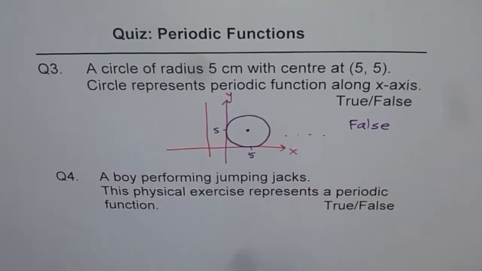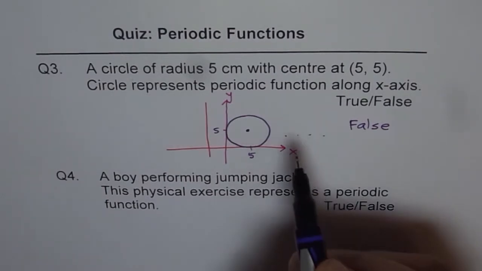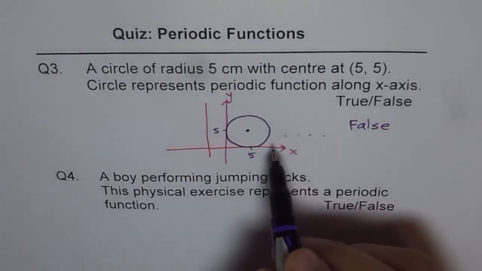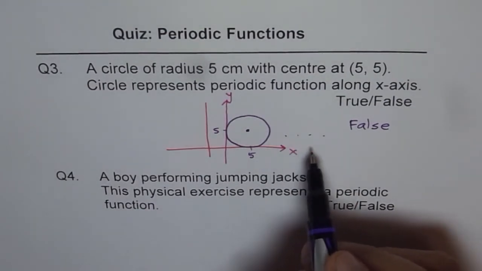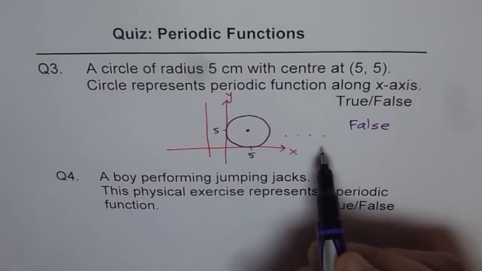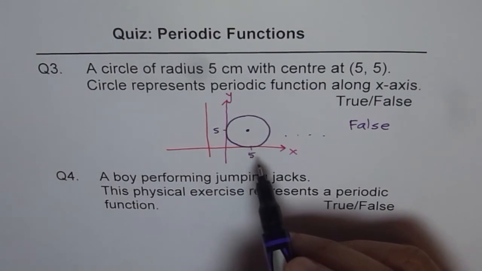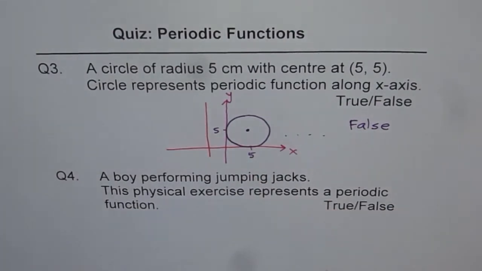Do you understand? I've seen this type of question so many times in the test paper, and students really get confused about it. Now, periodic function is a function which repeats, and exactly the same thing has to repeat, right? So if I have many more circles here after every 5 units, then it could be periodic. But just one circle? No, it does not represent a periodic function, okay? I hope that's absolutely clear to you.